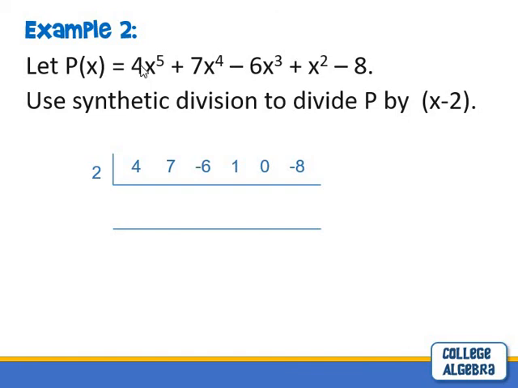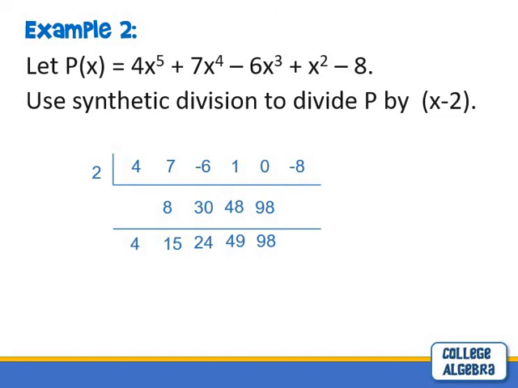And we've got our coefficients. 4x to the 5th, 7x to the 4th, negative 6x to the 3rd, 1x squared, 0x, very important, and negative 8. So I drop down the 4 to get started, and then I do 4 times 2 is 8, and then I add the column, I get 15. And then times 2 is 30, add the column, we get 24. 24 times 2 is 48, add the column, we get 49. 49 times 2 is 98. The numbers can start getting pretty big here. Add the column, we get 98.